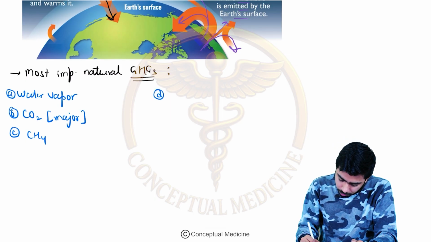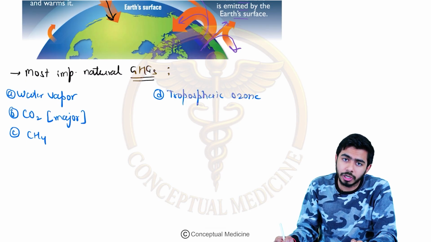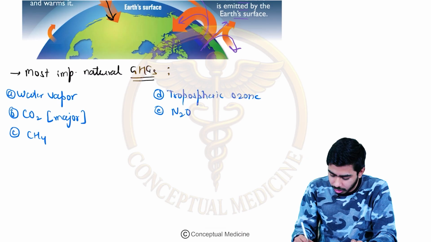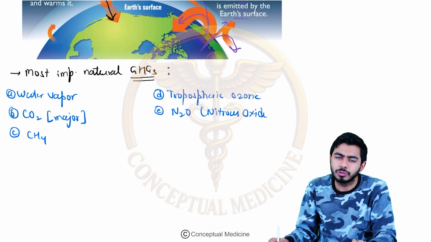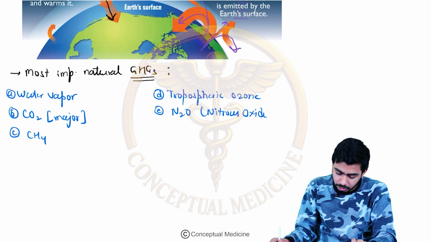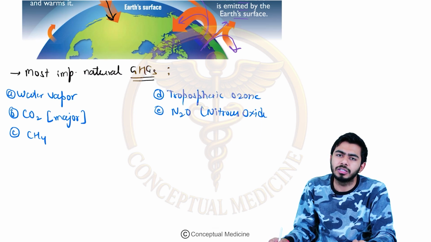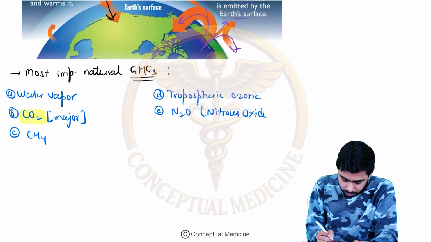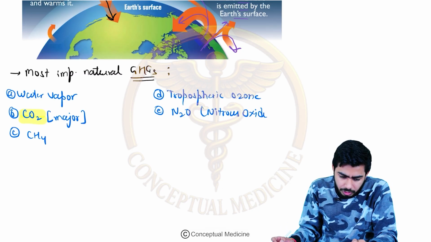Then tropospheric ozone is also part of the greenhouse gases. And you must know about nitrous oxide, guys. N2O is nitrous oxide. So these are the greenhouse gases. Should we remember this? Yes, you should be able to remember this, because greenhouse gases are asked very commonly, like which of the following is the greenhouse gas. The major one is CO2, guys. The major one is CO2, and the other gases I have already mentioned.